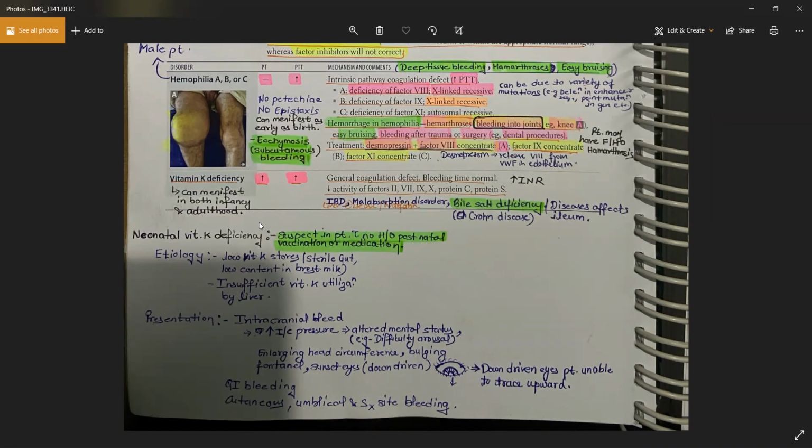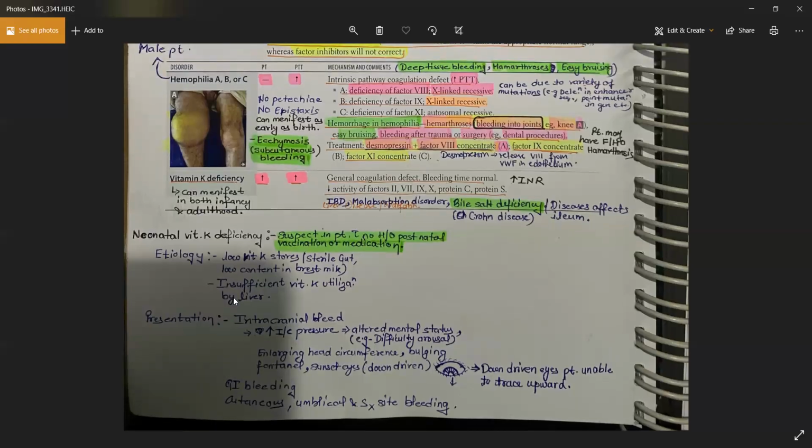From here we can go to neonatal vitamin K deficiency, which is seen in those neonates who do not have any postpartum maintenance or postpartum visits to the doctor. They will have very low vitamin K stores, because you know that the gut bacteria are responsible for vitamin K, and in a newborn you have an immature gut, with no bacteria initially, so no vitamin K production happens.